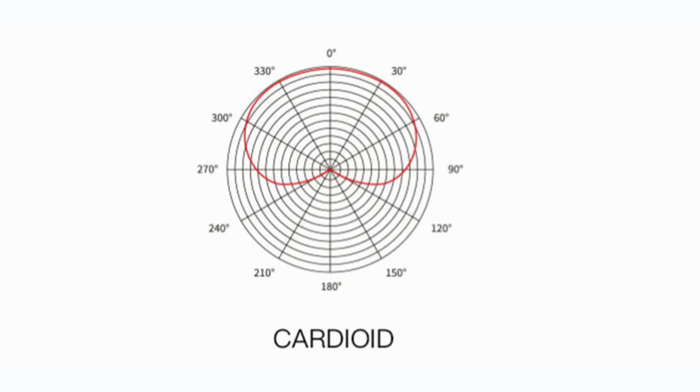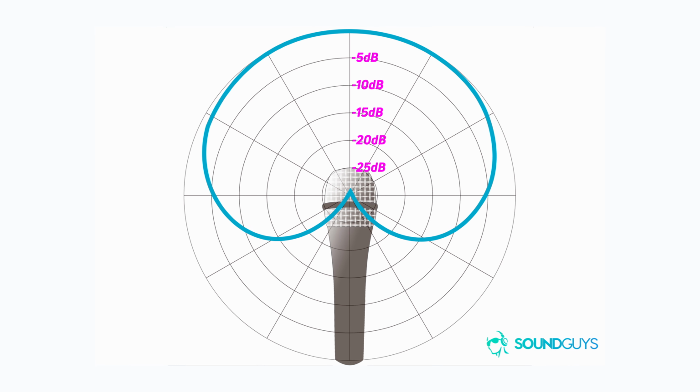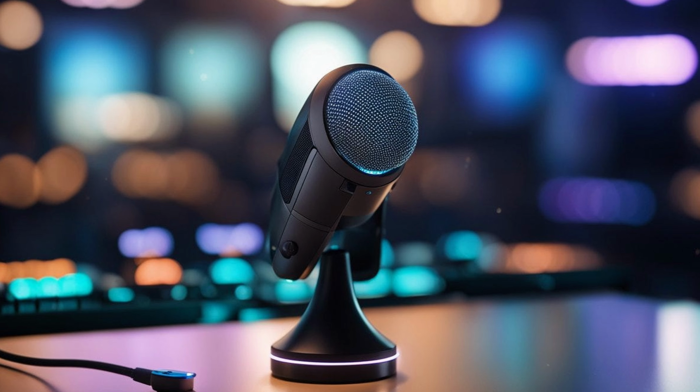Next one is cardioid, or as I call them, the little shroomies. The cardioid polar pattern is heart-shaped or mushroom-shaped and primarily picks up sound from the front, while rejecting sound from the sides and rear. This makes cardioid microphones an excellent choice for when you want to focus on a single sound source. Frequency response. Cardioid microphones often have a very tailored frequency response that enhances clarity for vocals and instruments, emphasizing the mid-range frequencies, which are critical for vocal intelligibility.